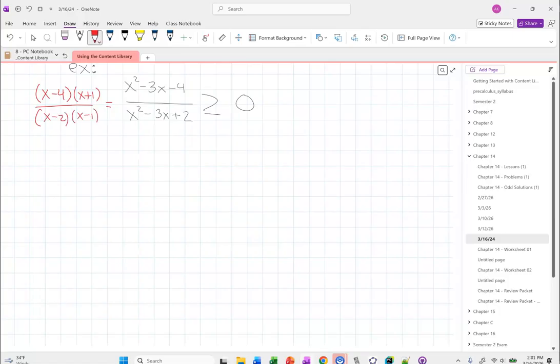Note that nothing can reduce, right? Important point there. Okay. So just like before, we're going to take our function, set it equal to 0, and also set it equal to undefined.